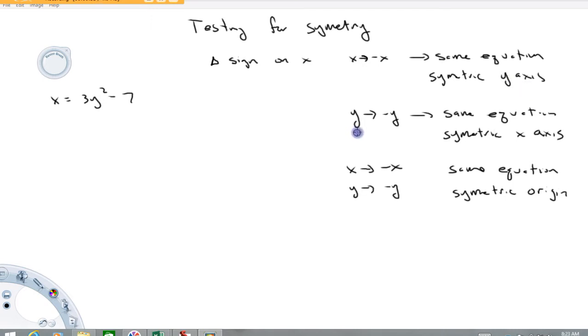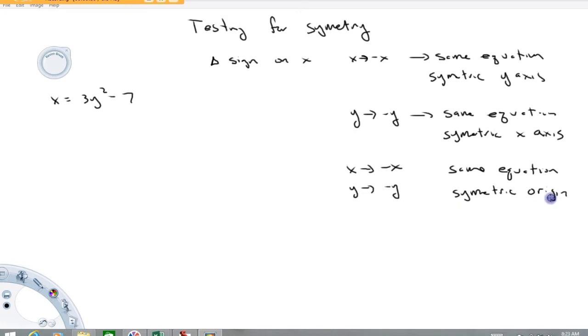If you can change y to minus y and get the same equation out again, then the graph is symmetric about the x-axis. If you can change the sign on both x and y and get the same equation out again, then you have a graph that's symmetric about the origin.